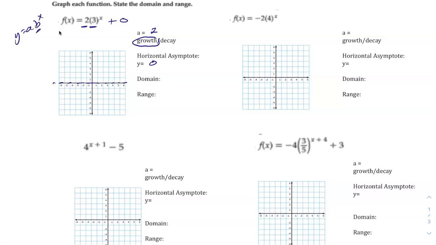My a is 2, so I'm going to go 2 above that. That's going to be my initial y-intercept. And it's a growth. So remember, we're just doing a sketch here, so it's kind of like that. If you wanted a more detailed graph, you can always make a table. Start at 0, 2, and then 1, and -1, and so on.